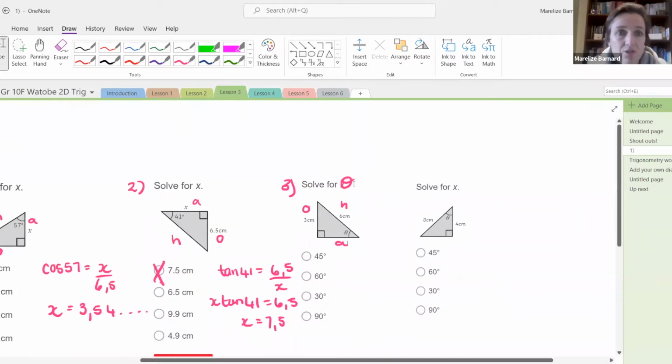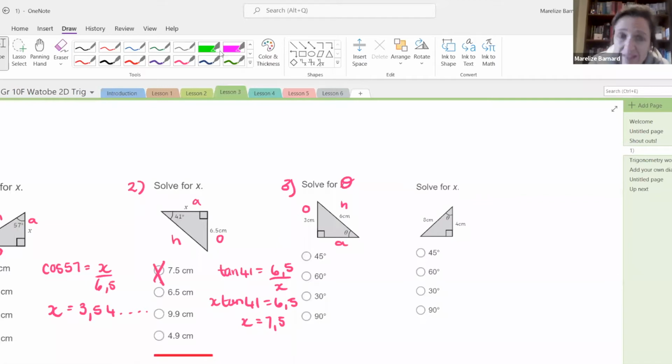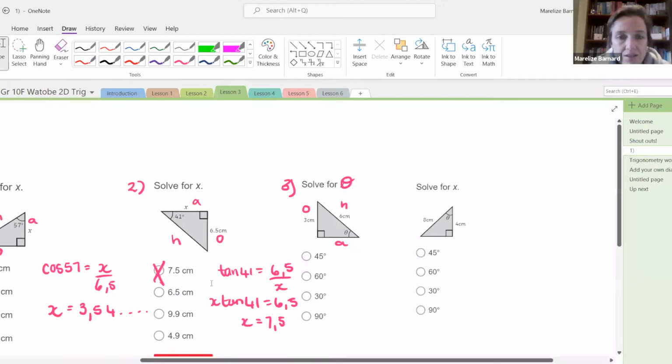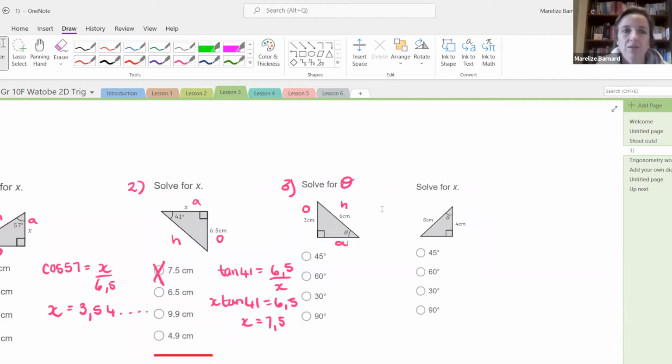Don't guess. Don't copy another person's answer. It is not helpful at all. Just work it out. Check how we did the others. Do them the same. Use the sides that you are going to use to calculate the angle to make your trig ratio. So in this case, it's going to be opposite and hypotenuse. Opposite and hypotenuse, which trig ratio is that? Okay, so that's your thought process.